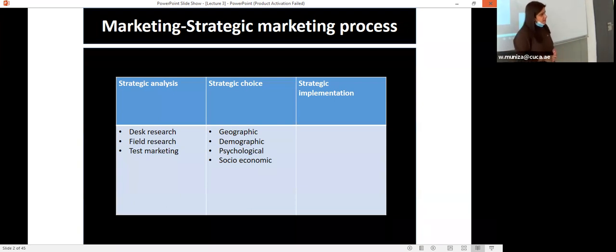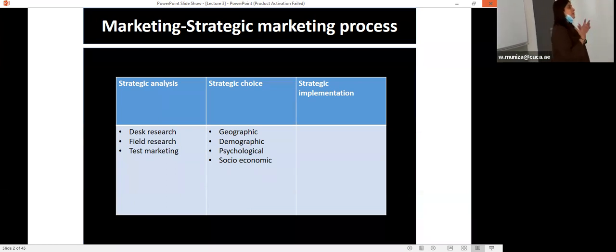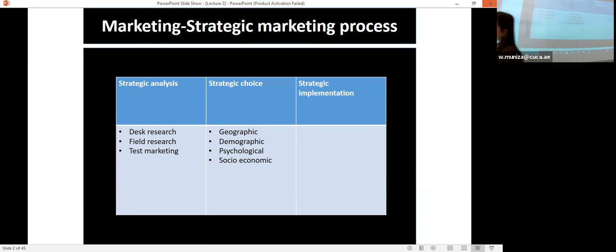And what is strategic implementation? Under this area, we are actually going to make the budgets or forecast for the marketing, how much budget we have to confine for marketing and how we are going to spend it. So whatever we are going to analyze, whatever we are going to make a choice for, we are then going to implement it in a practical manner. Is everyone clear?